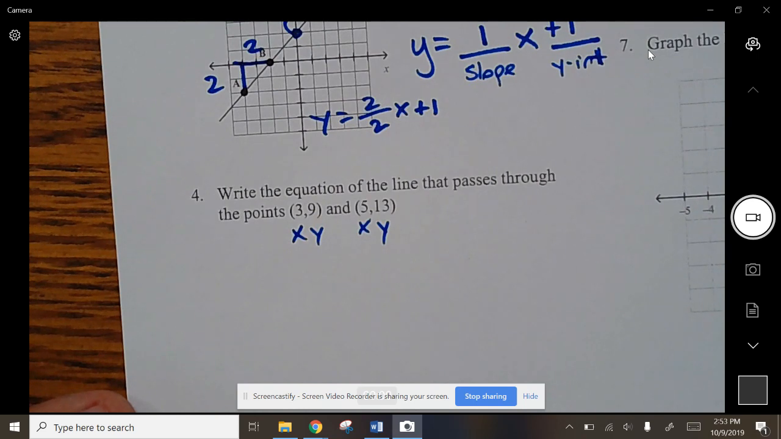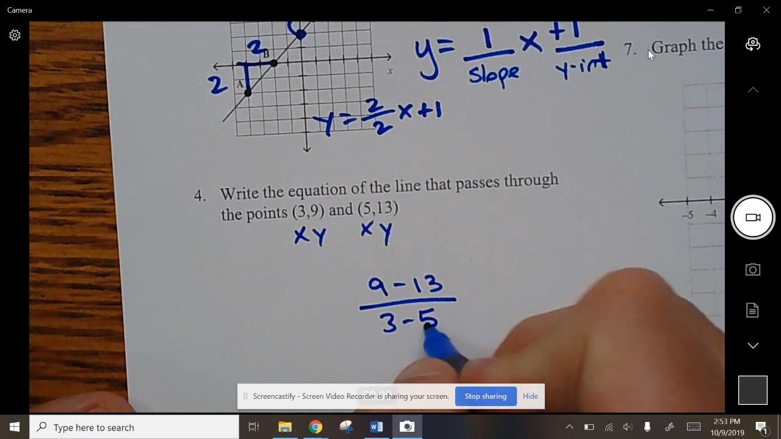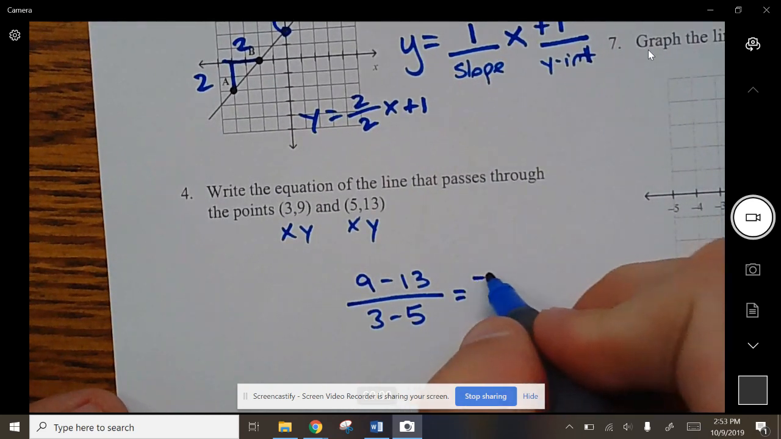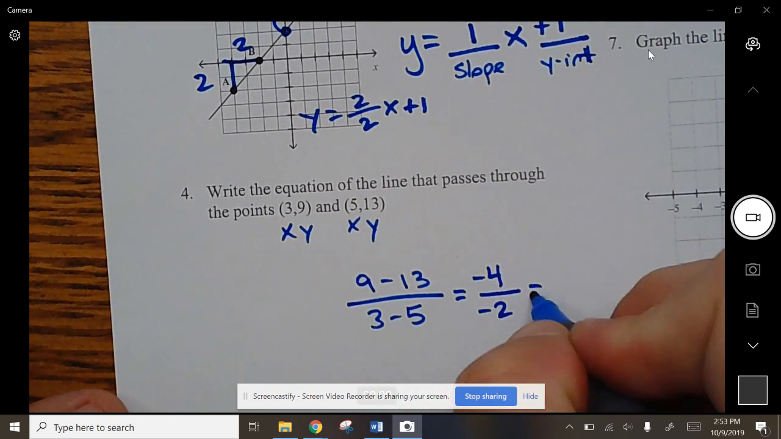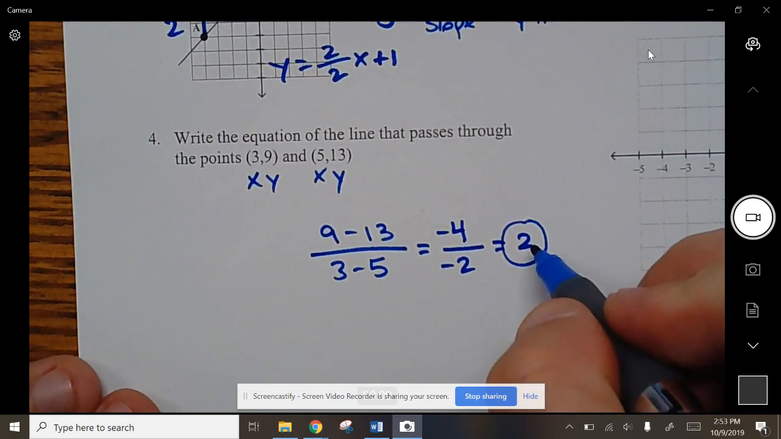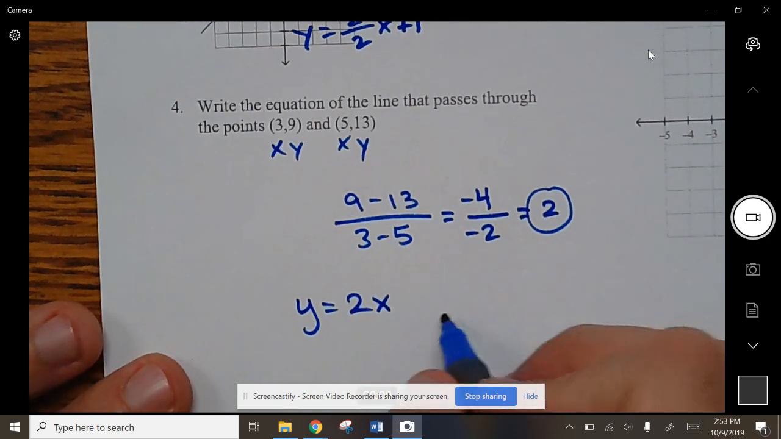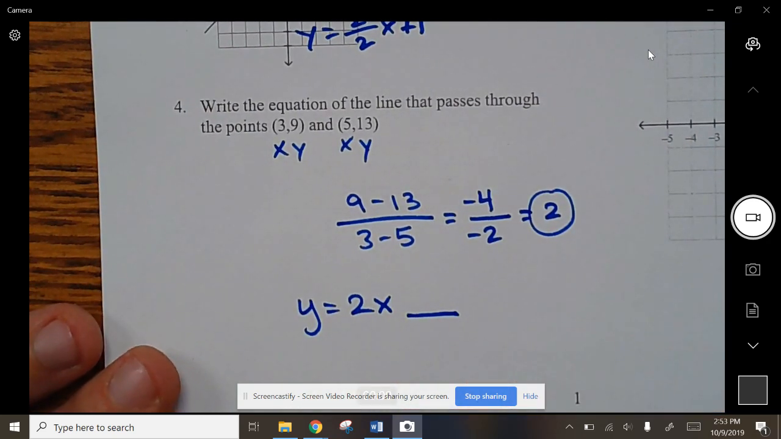We've been doing this forever. You're going to go y minus y over x minus x. Negative 4 over negative 2, which equals positive 2. And that is your rate of change. This is your slope, all right? Y equals 2x. Now we got to figure out what our y-intercept is.